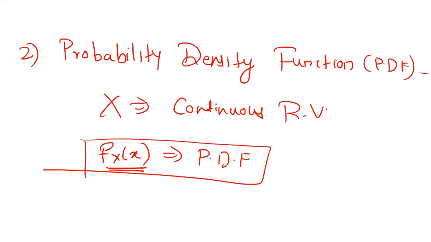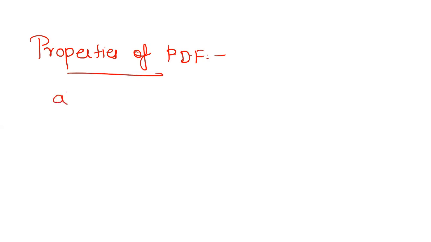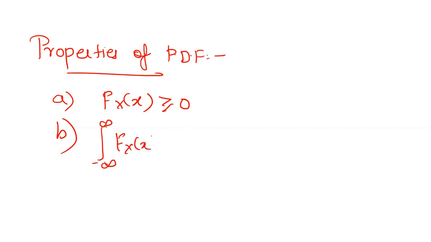So what are the properties? As we learned the properties for PMF, wherein every value of PMF should be greater than or equal to 0 and the addition should be equal to 1, similarly the properties of PDF are: firstly, f of x is always greater than or equal to 0. So you cannot have a negative probability density function. The next point is the integral from minus infinity to infinity of fX of x dx is equal to 1.